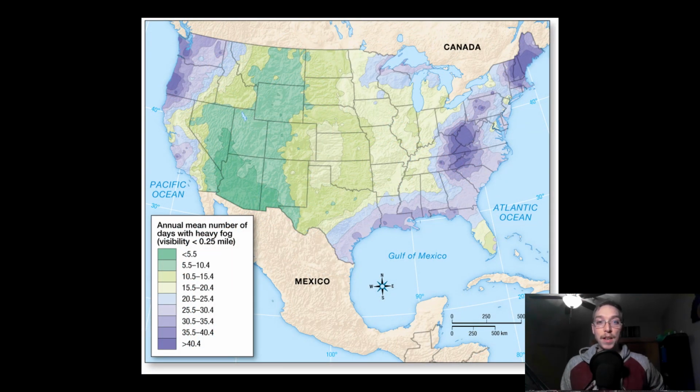And here we can see a map of the annual mean number of days with heavy fog, so visibility reduced to below 1/4 mile. Right in Appalachia, we see some of the most intense, up in Maine as well, along the Gulf Coast, the San Francisco Bay area, and the Big Sur region as well, and then up through Oregon, Northern California, Washington, up to the Victoria and Vancouver area as well.